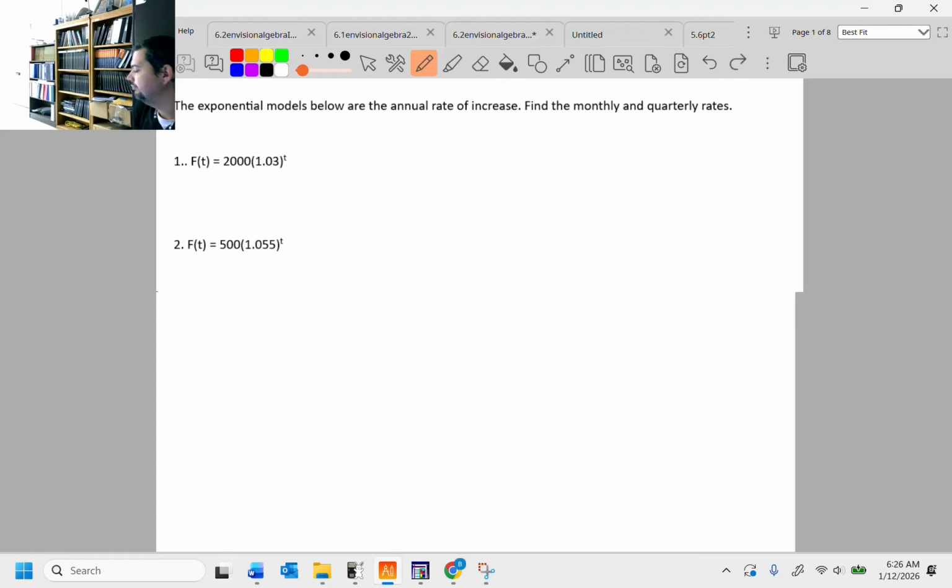Homework 6.2 part 1, I think. Anyways, it's writing models and modifying models.